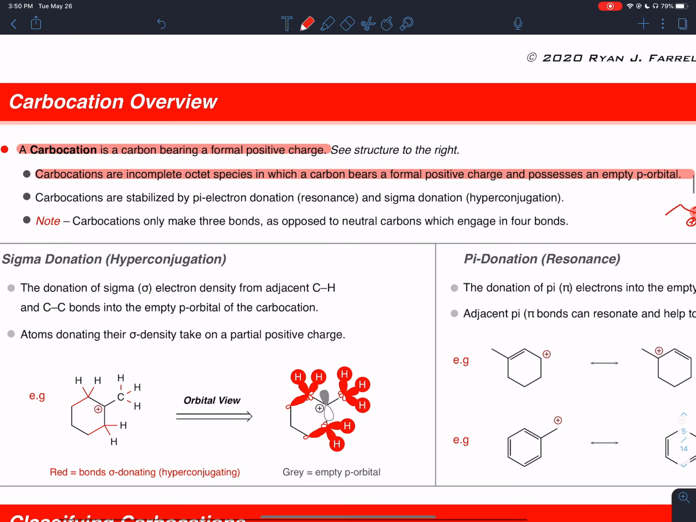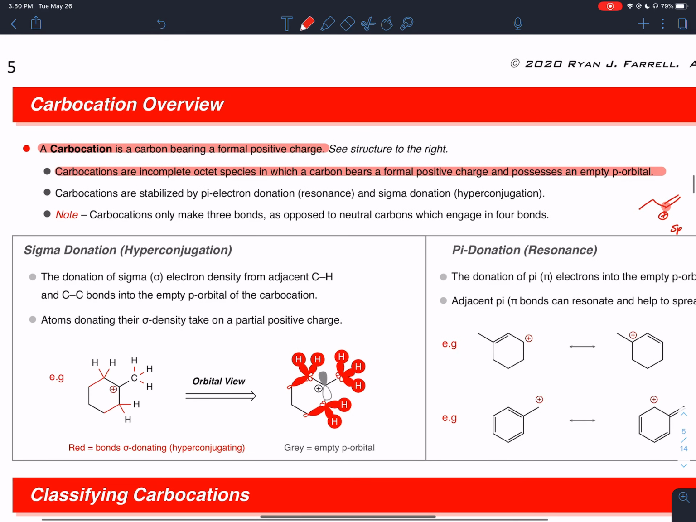So carbocations are highly reactive species. They are short-lived. And of course, there is a spectrum of stability when it comes to carbocations. In the next couple of videos, we will be discussing the factors that stabilize carbocations. For right now, in this intro video, I want you to think carbocations are stabilized by both resonance, which is pi electron donation, and by hyperconjugation, which is also sigma donation. We have sigma electron density that can be donated to stabilize a carbocation, and we also have pi electron density that can be donated to stabilize a carbocation.